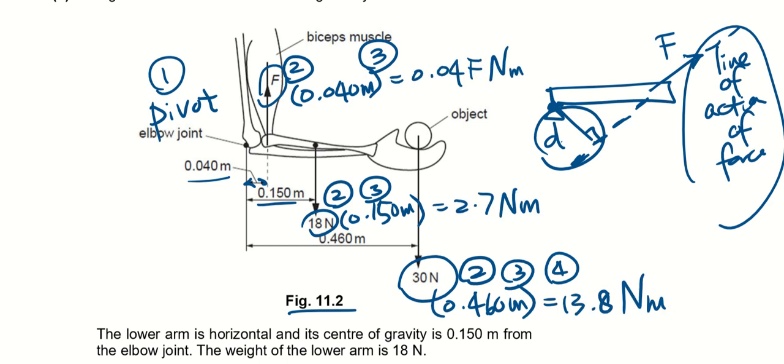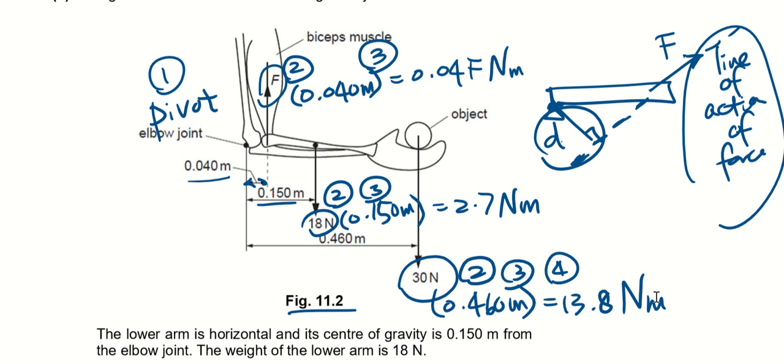Okay, I've done my calculation for moment. For the unknown force, multiplied by the perpendicular distance of 0.04, I get 0.04 F Newton meter. For the 18 newtons, the perpendicular distance is 0.15, so I get 2.7 Newton meter. For 30 Newton, the perpendicular distance is 0.46, so I get 13.8 Newton meter.